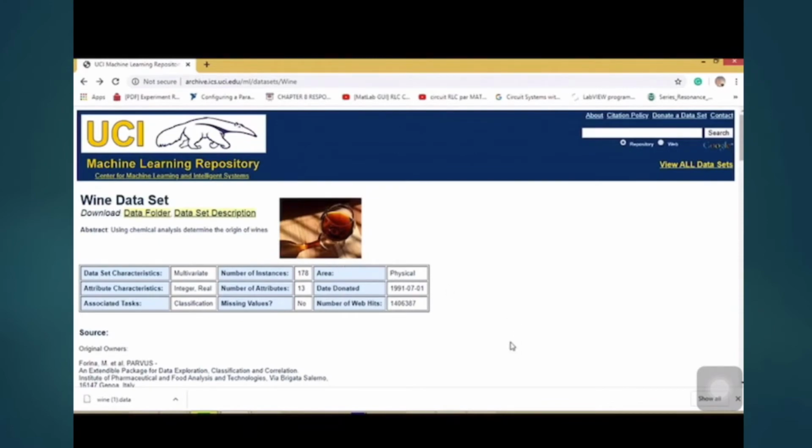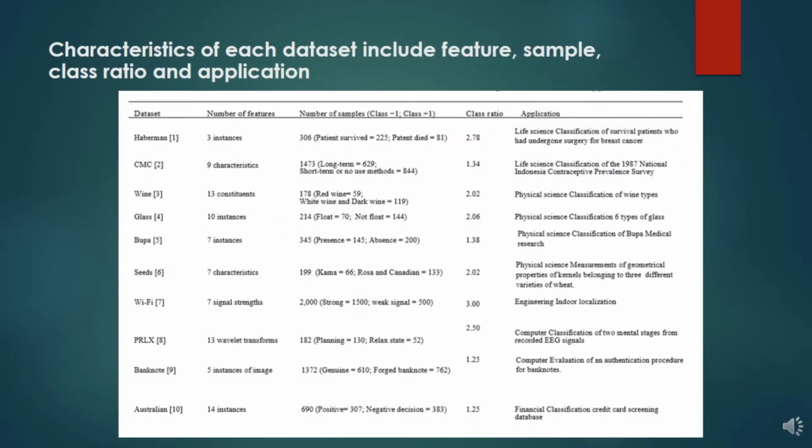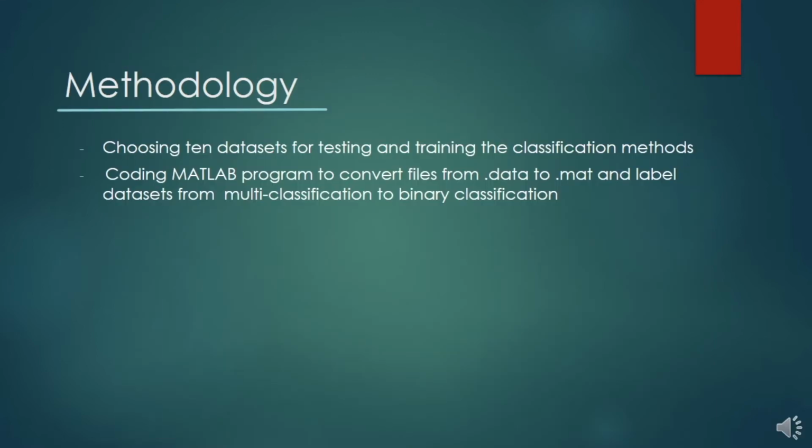machine learning website. So here is a table of characteristics of 10 datasets, including features, samples, class ratio, and their applications, that we collected from the UCI machine learning website. After we discovered the website in order to collect reliable datasets, we chose 10 datasets for testing and training the classification methods. Then we coded a MATLAB program to convert the files from .data to .mat. Then we can use these datasets in the MATLAB program, and then we relabel the datasets from multi-class classification to binary classification.